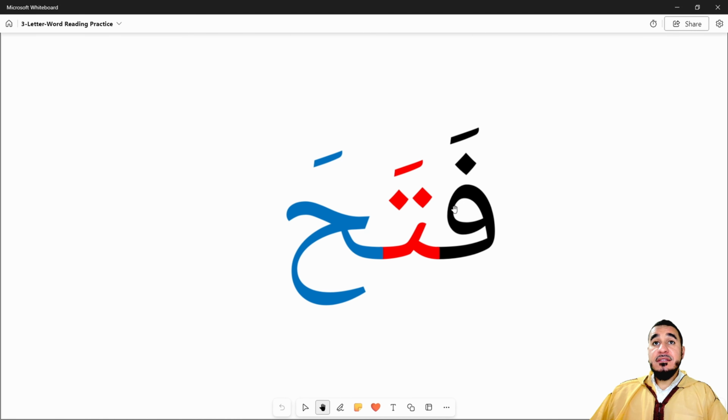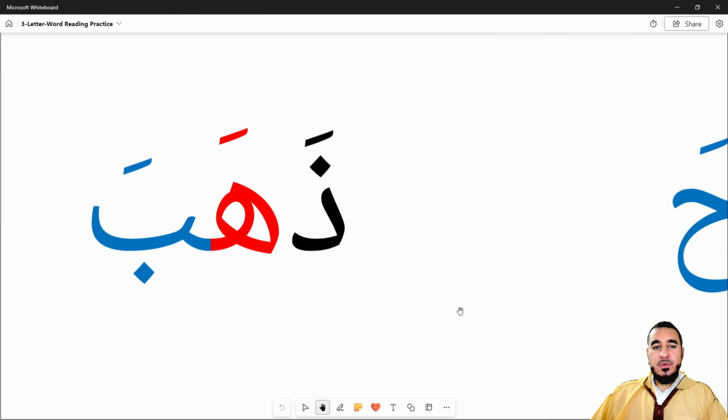We have the letter fa, and it has the fatha above it. So we would pronounce this as fa. And then we have the ta in the middle with the fatha. So it would be pronounced ta. And the last letter in this 3-letter word is the ha with the fatha above it. So all together, we would pronounce this word as fataha. Fataha. Okay? Jameel. Let's move on to the next one.